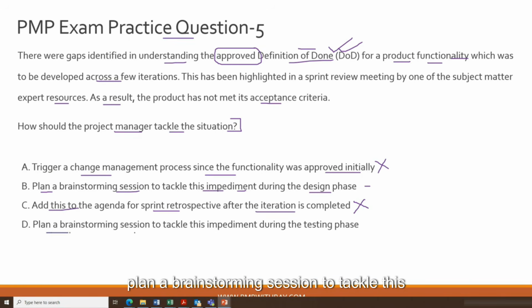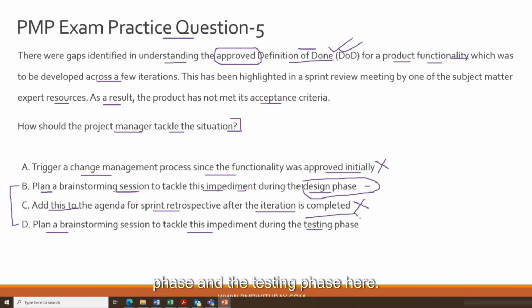Option D, plan a brainstorming session to tackle this impediment during the testing phase. Okay, now if you look very closely at option B and option D, the only point of difference is the design phase and the testing phase here. So one option is recommending you to tackle this problem in the design phase, which is fairly early in the project, and another option is recommending you to tackle the problem in the testing phase, which is fairly late in the project, right? Now you tell me, guys, as a sensible project manager, what is a good approach? To tackle a problem early or to tackle a problem late?